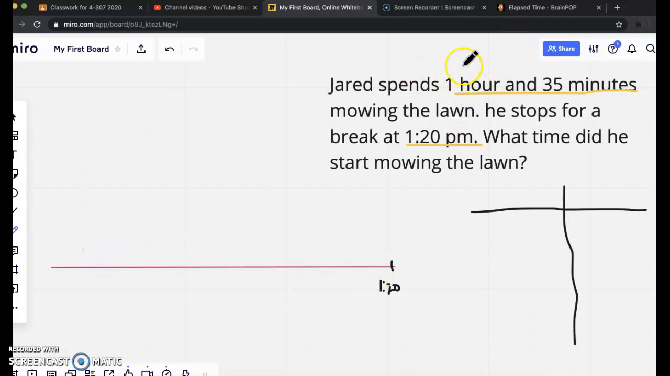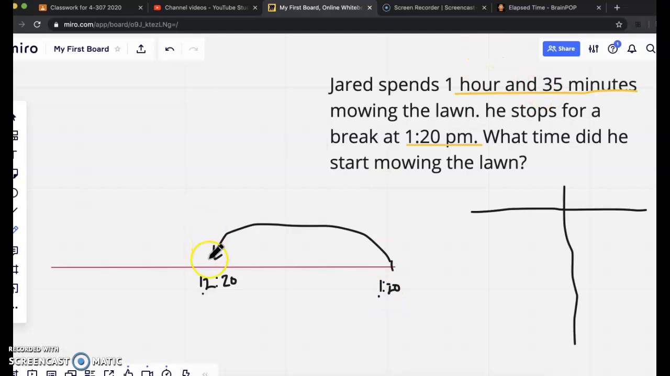So the first thing we always start with is the hours. Why? Because it's super easy to go backwards 1 hour. What hour comes before 1 o'clock? 12 o'clock. So our big jump will be 1 hour. 12 comes right before one, and we keep the 20 because we only went 1 hour, right? Because we only worked with this side of the dots.